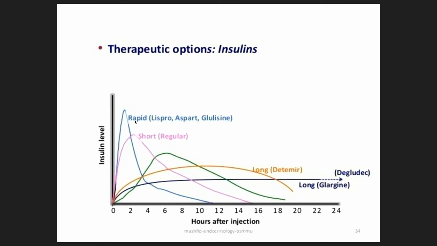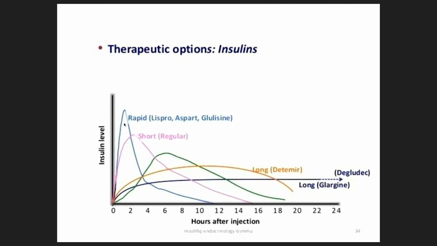The difference between rapid-acting insulin analog and short-acting insulin: rapid-acting will act fast, from the name, rapid. So it works through 5 to 15 minutes. The patient could inject himself or herself with rapid insulin before food, or sometimes after finishing the meal. So this is an advantage.